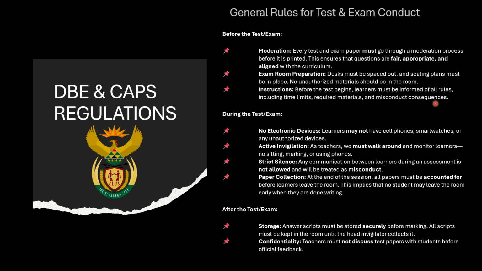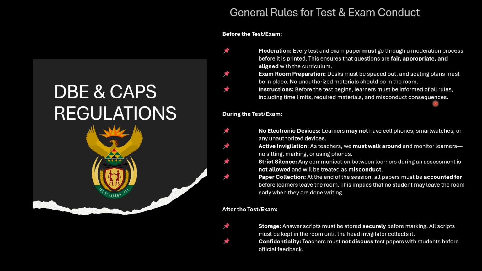And then during the test and exam, no electronic devices. Learners may not have cell phones, smartwatches, or any unauthorized devices. Active invigilation: please, teachers, you must walk around. You cannot be sitting and marking other papers. You cannot use your phones. So in that time of invigilation, you only stand and you walk through the students.